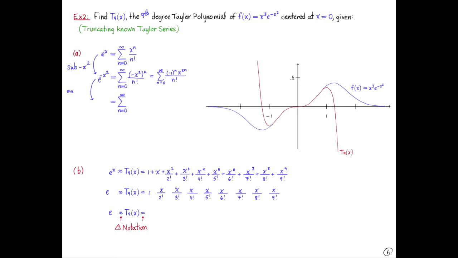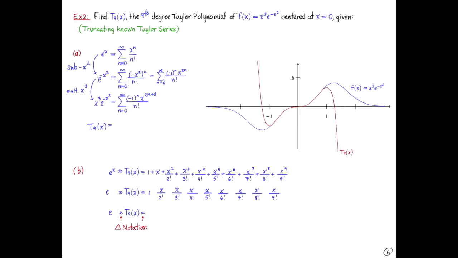Let's multiply through by x cubed. On the left-hand side, we have x cubed times e to the negative x squared equal to, on the right-hand side, the sum from n equals 0 to infinity of negative 1 raised to the n over n factorial, multiplying x cubed by x to the 2n in the numerator gives us x to the 2n plus 3. Now that we have our Taylor series for x cubed times e to the negative x squared, we can find the 9th degree Taylor polynomial.